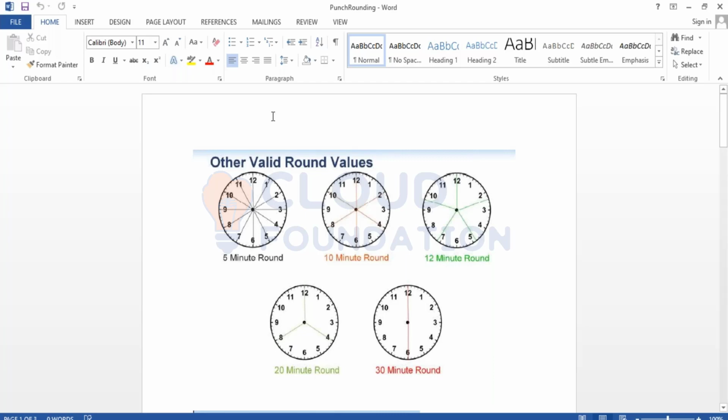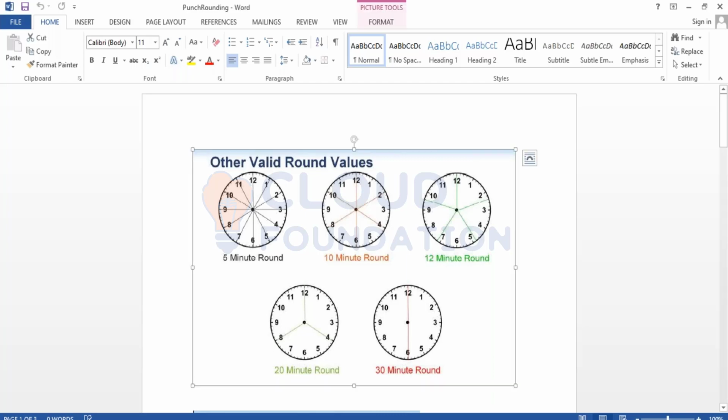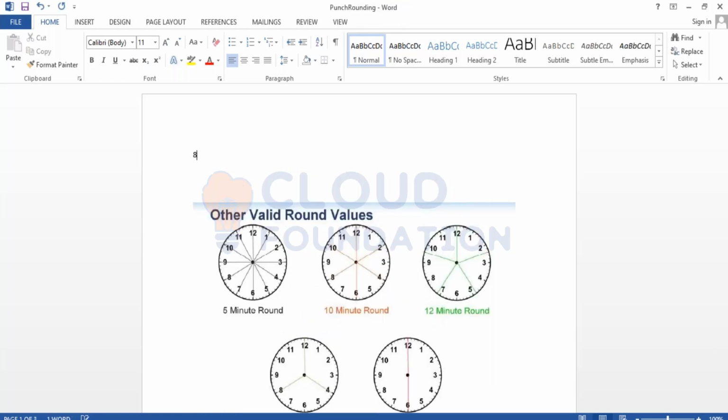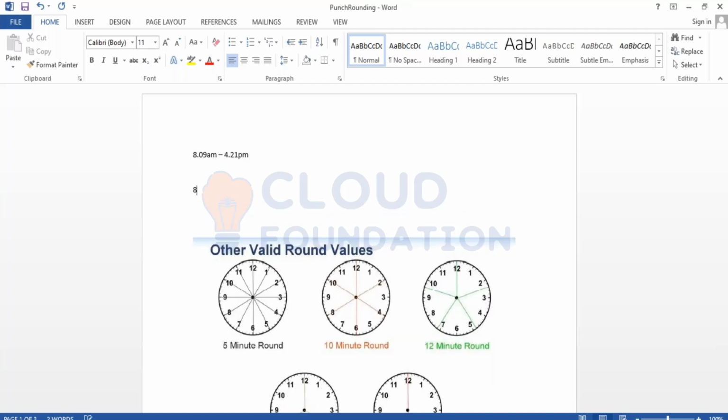So consider a shift like this, say 8:09 a.m. to 4:21 p.m., and 8:15 a.m. to 4:15 p.m. Which of these looks easier to you to calculate? Obviously 8:15 to 4:15, the second one. Yeah, so this is why we're going to round this.